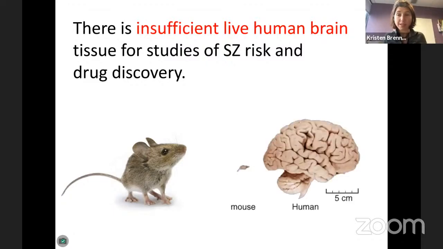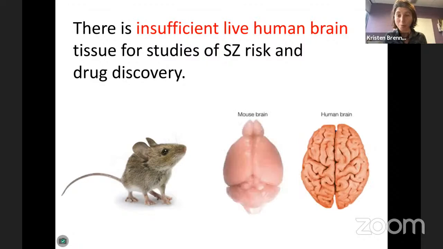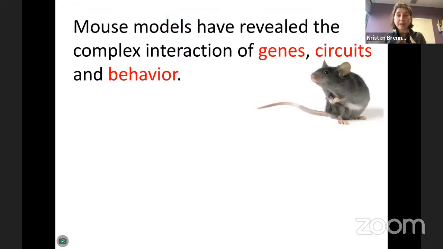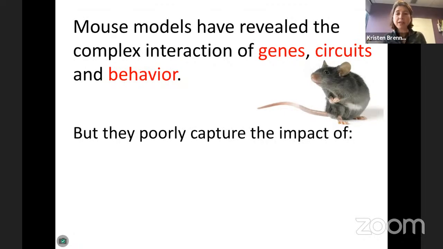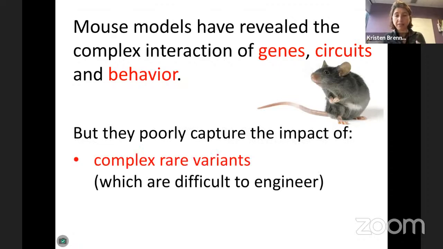First of which is just the brain. I didn't train as a neuroscientist, but I always like to joke that even I can tell the difference between a mouse brain and a human brain, and I still have that ability when we control for size. In addition to the differences in behavior and brain structure between mice and human, there are differences in DNA sequence. So mouse models are fantastic at revealing the complex interactions between genes, circuits, and behaviors, but they don't capture well the impact of those variants that you can't put into a mouse model.